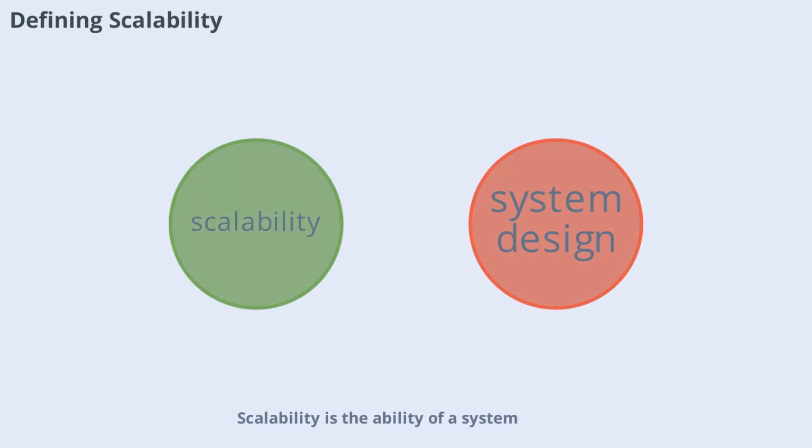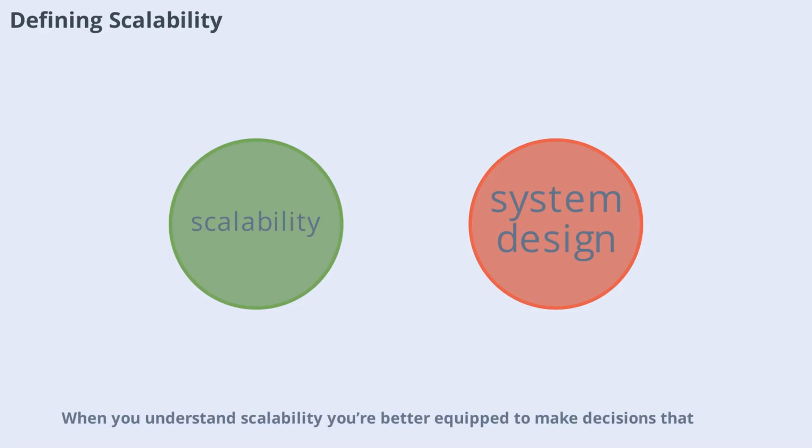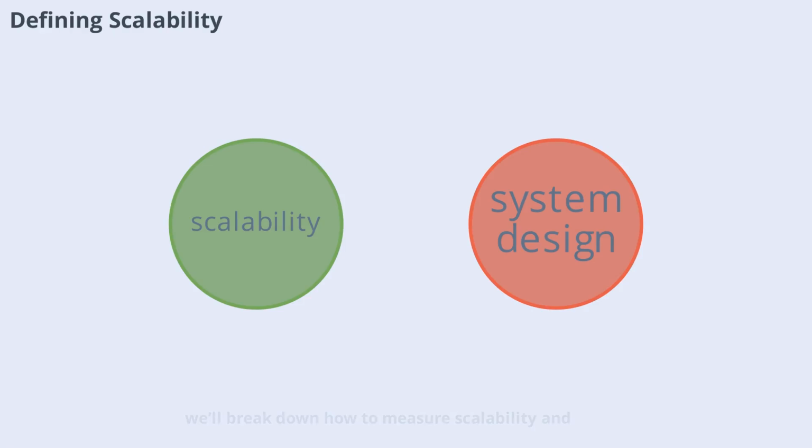Scalability is the ability of a system to handle increased load simply by adding resources. The key word here is ability. A scalable system can grow to meet demand without needing a complete redesign. This concept is foundational in system design, influencing how we achieve both availability and reliability. When you understand scalability, you're better equipped to make decisions that keep your system healthy as it grows. In the next scenes, we'll break down how to measure scalability and why it's not just about adding more servers, but about making smart, strategic choices.